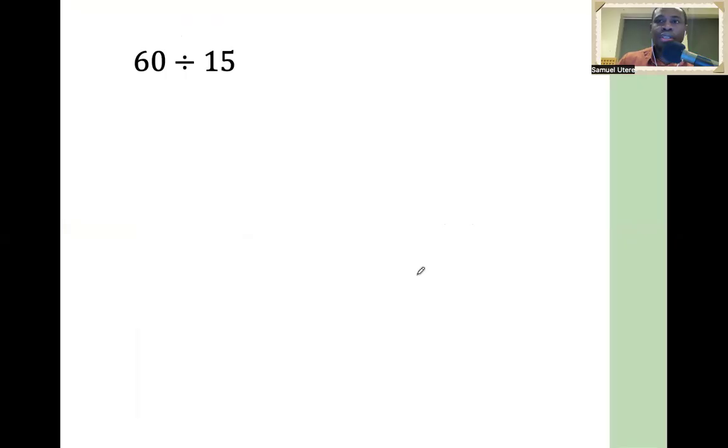Let's look at division. If you're asked to divide 60 by 15, how could you do this mentally? Have a think.